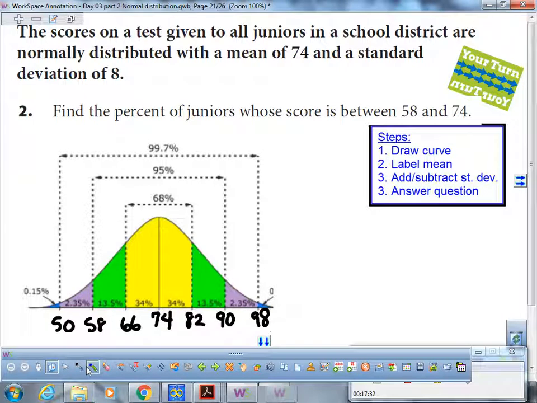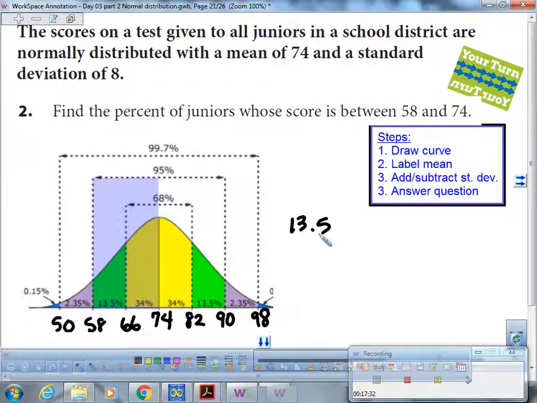So between 58 and 74 is right here. Those percentages are 13.5 and 34. If we add those together, we get 47.5%.